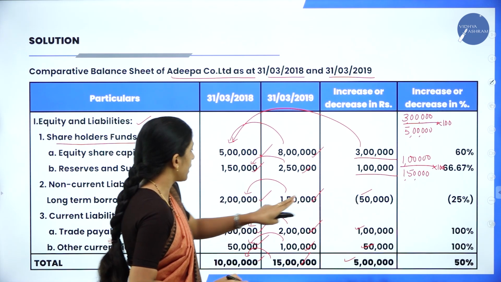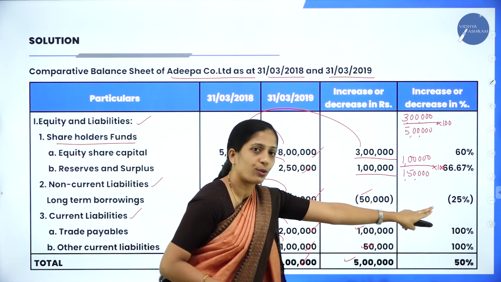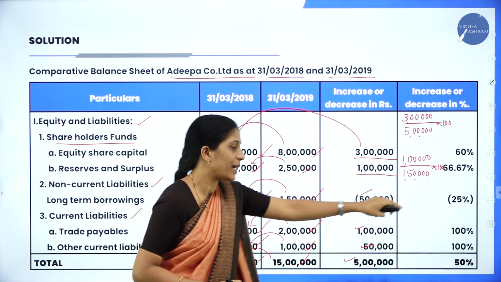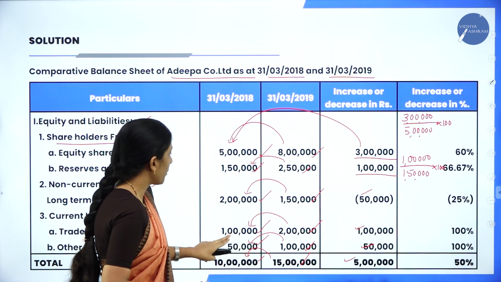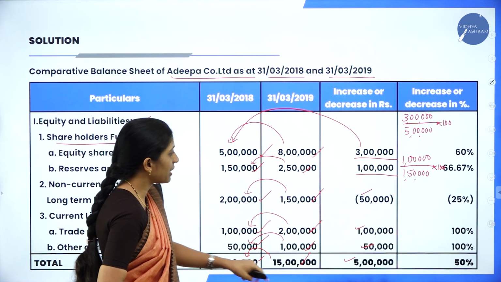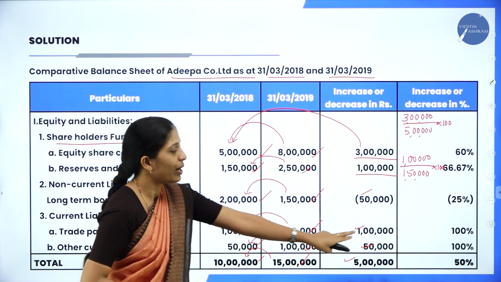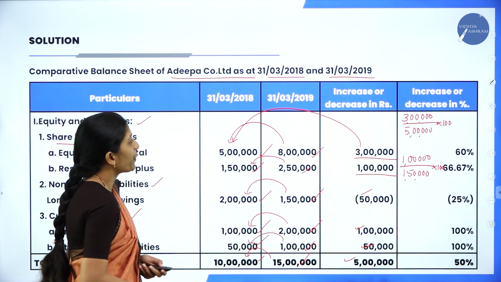Next, minus 50,000 divided by 2 lakh into 100. If this is minus, you can easily write this is also minus 25%. 1 lakh divided by 1 lakh into 100, 100%. 50,000 divided by 50,000 into 100, 100%. 5 lakh divided by 10 lakh into 100, 50%. So, hope you are clear.